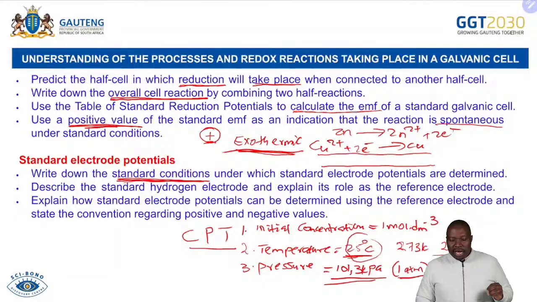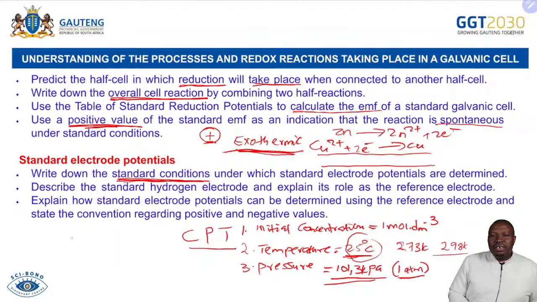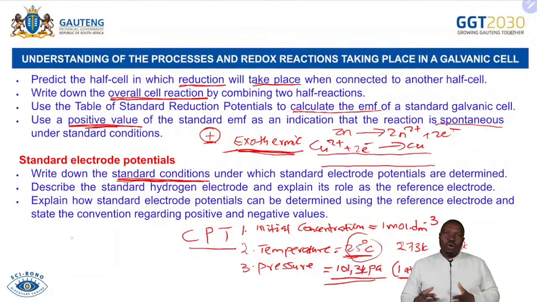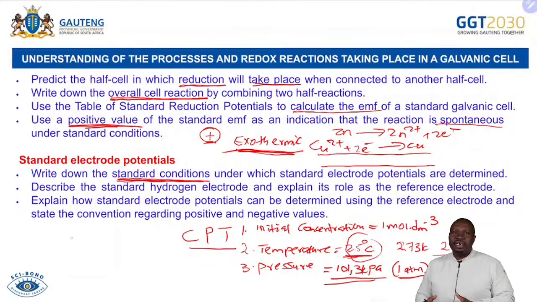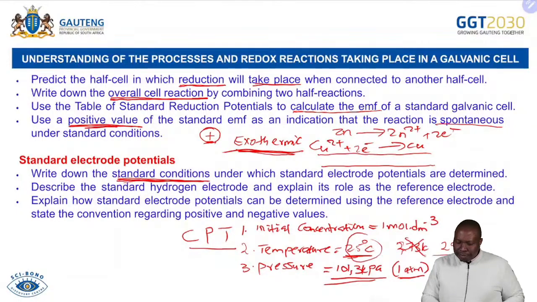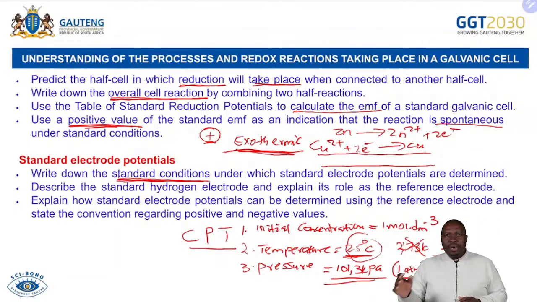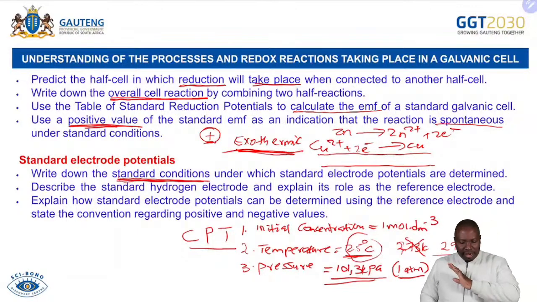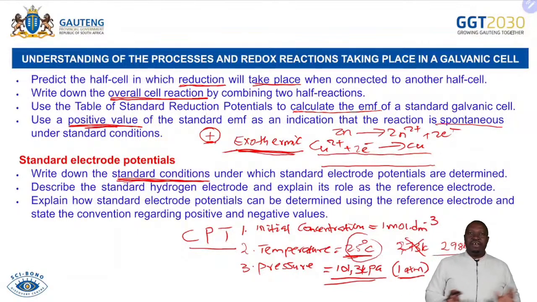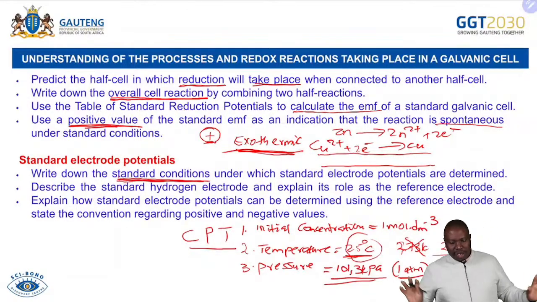And then we are saying you can't just say concentration, pressure, and temperature. You must give the values: initial concentration 1 mole per cubic decimeter, temperature 25 degrees Celsius or 298 kelvins, pressure 101.3 kilopascals or 1 atm. I hope we're moving. I think I've explained that the best. You'll never forget that. Come exams, you are ready. When you are asked to write down 2 or 3 standard conditions, you are able to write them.